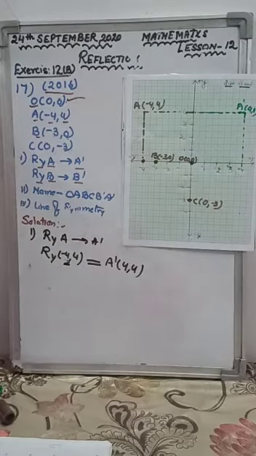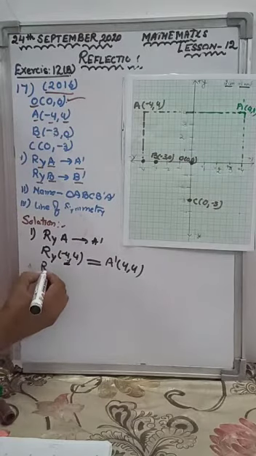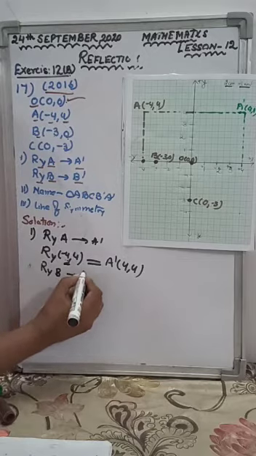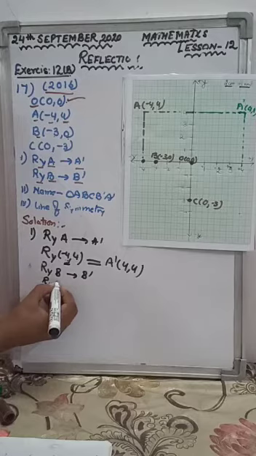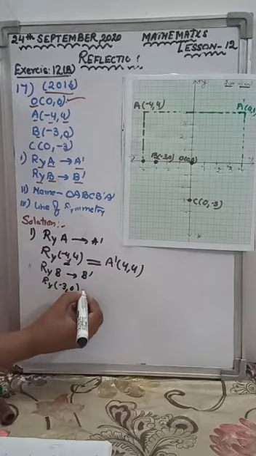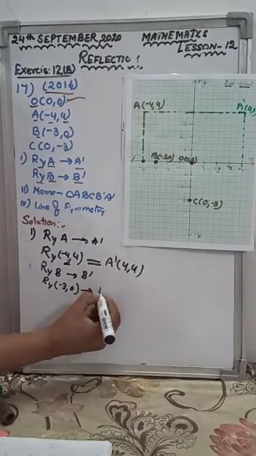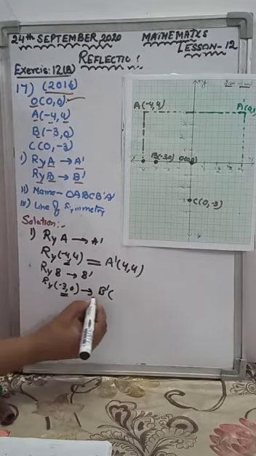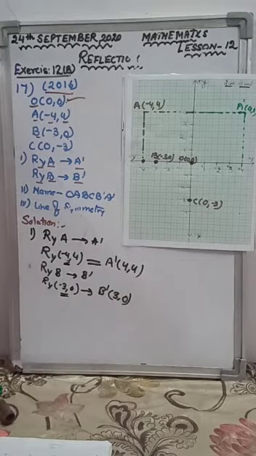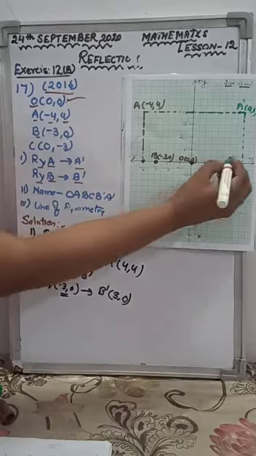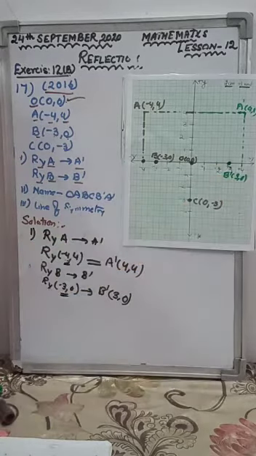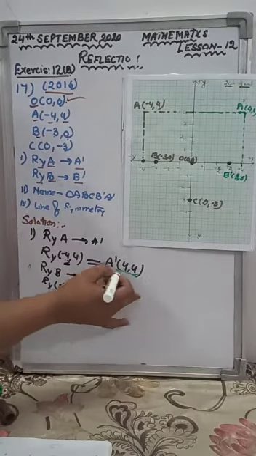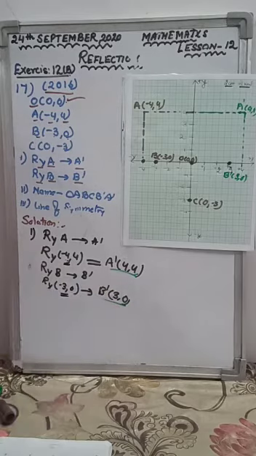Now next is your B point, reflection in the y-axis. We have to label it as B dash. So B point is given to us -3, 0. So again the abscissa sign will change. 3, 0 it will be. So this is your 3, 0. It's B dash. This is your first part where we have to write down the coordinates. So we have written the coordinates of A dash and B dash.